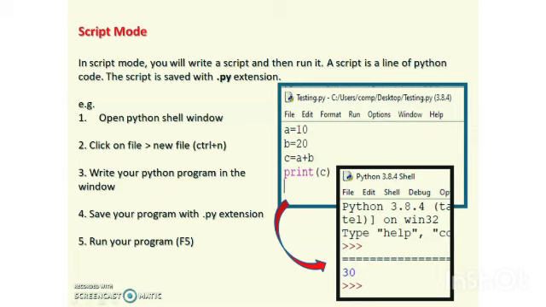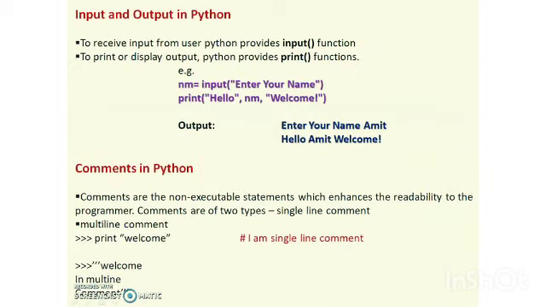So in this image 1, my file name is testing.py and the source code is a = 10, b = 20, c = a + b and print c. As this script is saved and run, it will give me the result 30 as given in image 2.